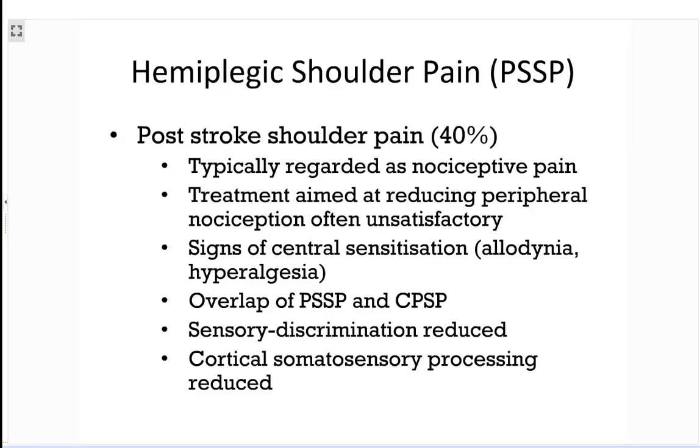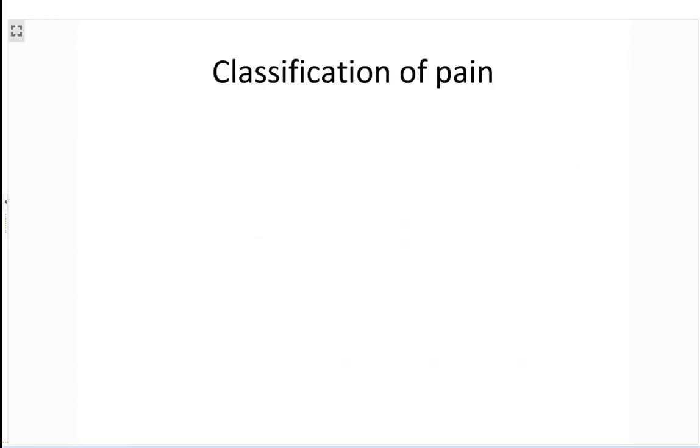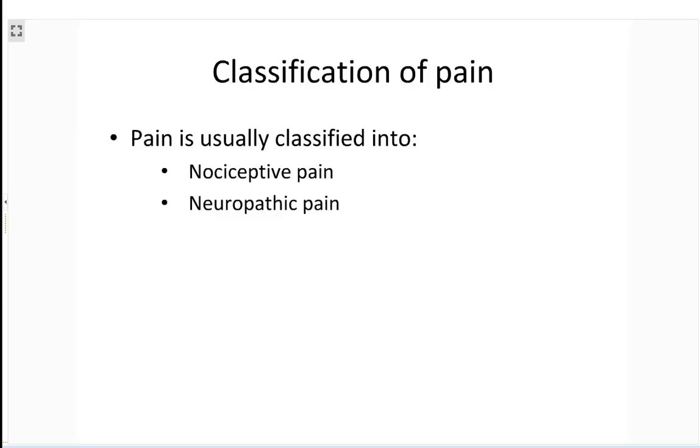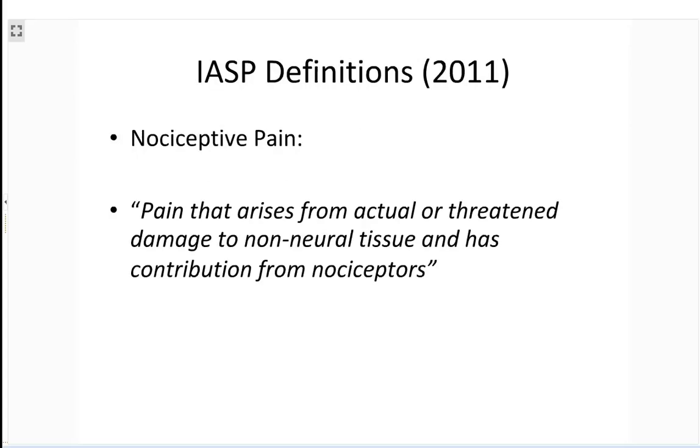Certainly with post-stroke shoulder pain, we do find that sensory discrimination is reduced in that same area, indicative of somatosensory processing being altered as well. So, very briefly, looking at the classification of pain. Just stepping back a little bit for a sec. Pain is traditionally classified as either nociceptive pain or neuropathic pain.